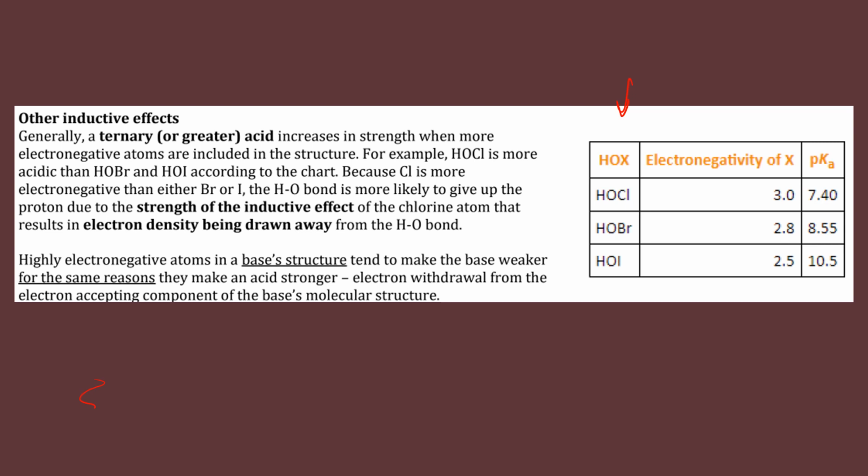because there's a drawing effect of the chlorine on the oxygen, a stronger inductive effect. So it's drawing the electron density away from the HO bond. Therefore, it's easier for the hydrogen to pop off. The more likely it is to pop off, the stronger the acid is. So make sure you keep that in your head: the effect of halogens is different based on the type of acid it is.